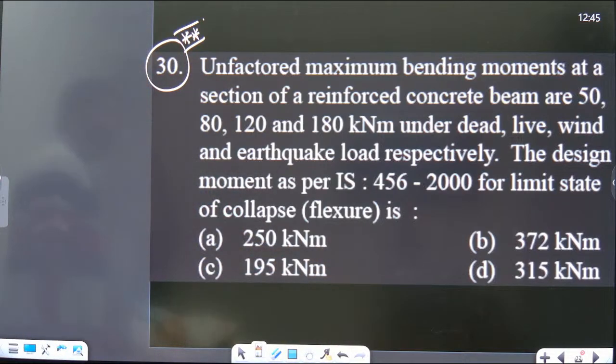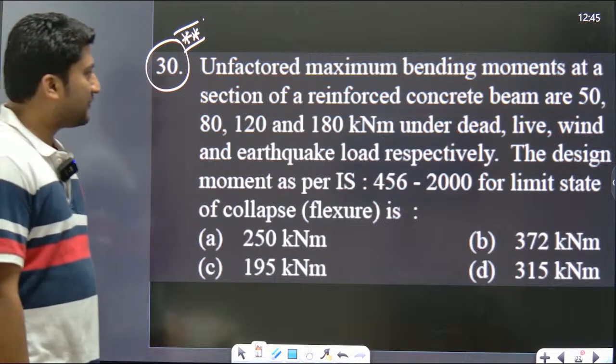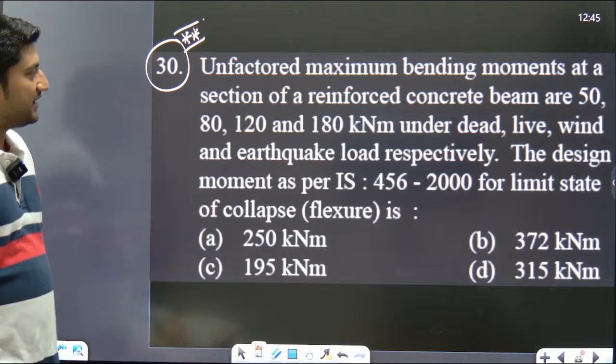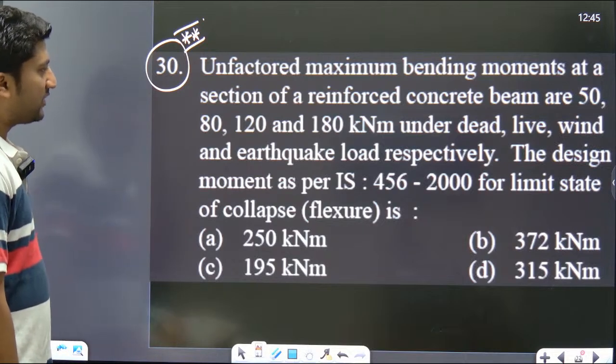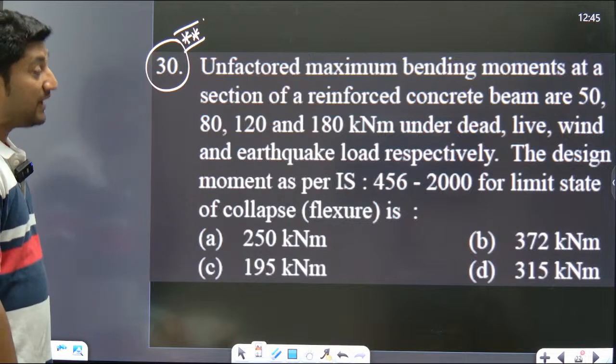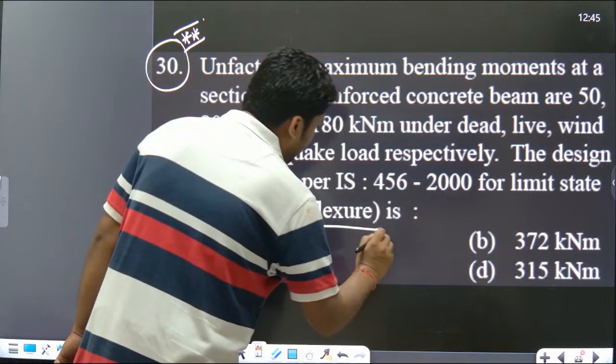Okay. Unfactored maximum bending moments at a section of a reinforced concrete beam are 50, 80, 120, 180 kilonewton meter under dead load, live load, wind load and earthquake load respectively. The design moment as per IS 456-2000 for limit state of collapse is?